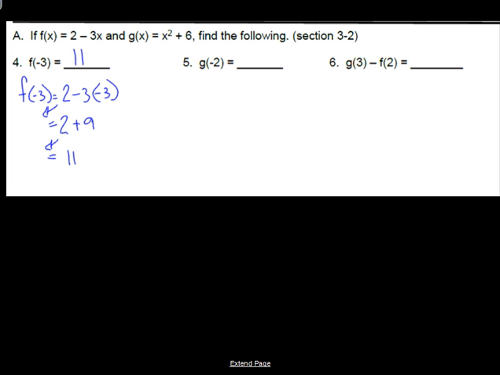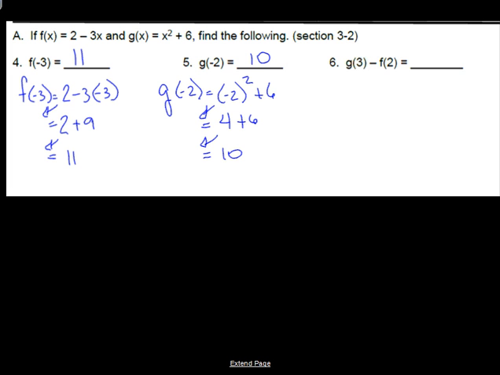Number 5 says to do g of negative 2. I'm going to replace my x value with a negative 2, so I'm going to have negative 2 squared plus 6. Well, negative 2 squared is 4 plus 6, and 4 plus 6 is 10.